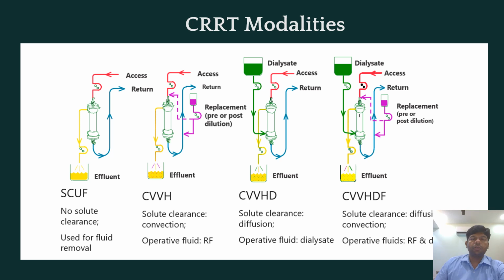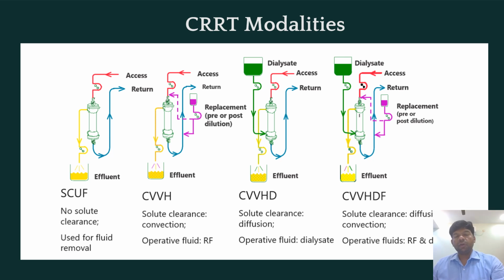This is mainly used in hemoperfusion. Now, what are the modalities of CRRT? The first one is slow continuous ultrafiltration, where there is no solute clearance, only fluid is removed. It is indicated in congestive heart failure not responding to medical therapy like diuretics. Next is continuous veno-venous hemofiltration. Here solute clearance occurs. The method is convection, and as there is solvent drag, ultrafiltered fluid is also removed.